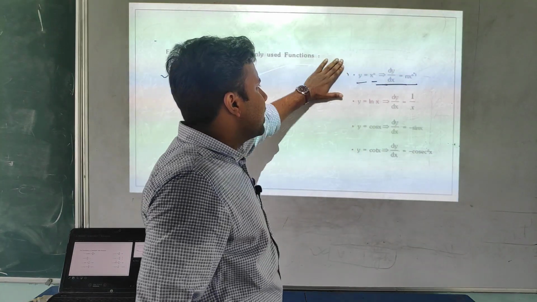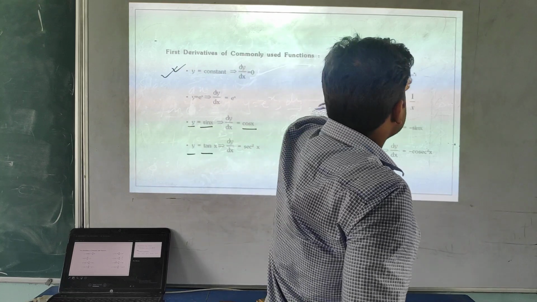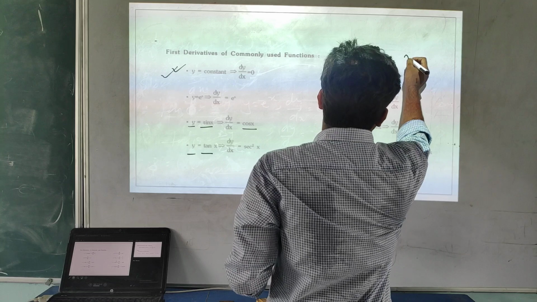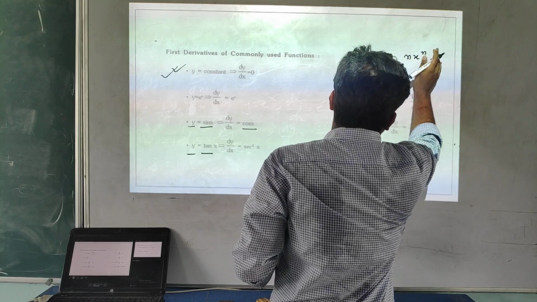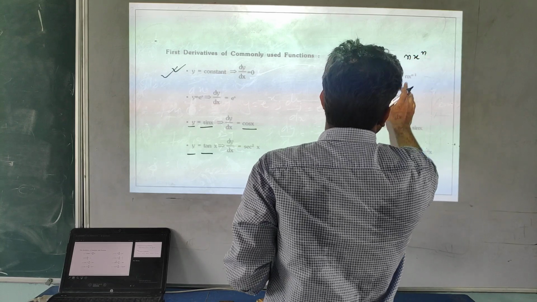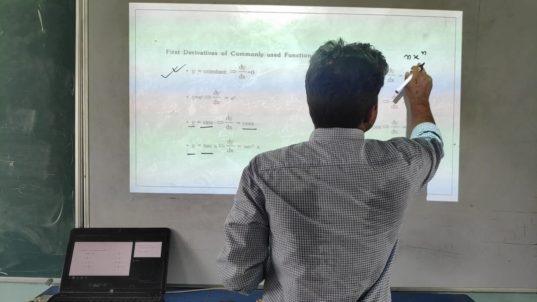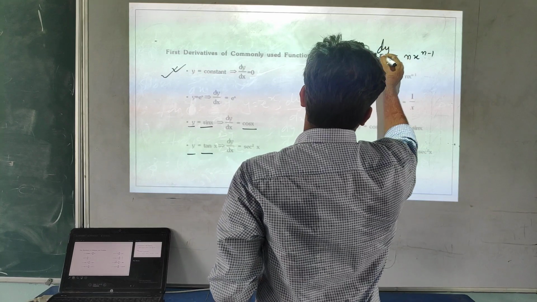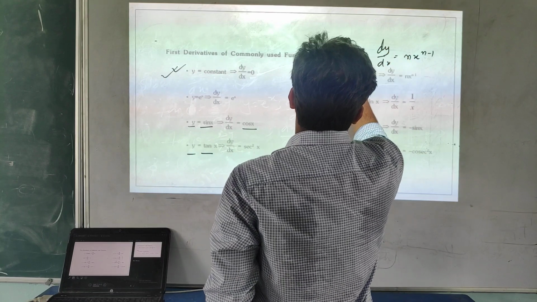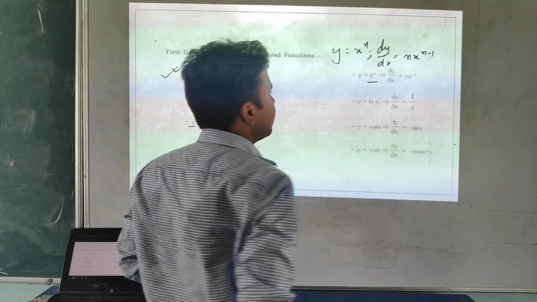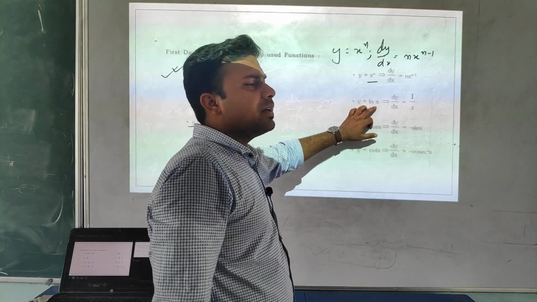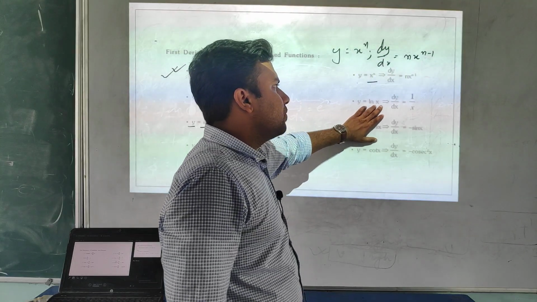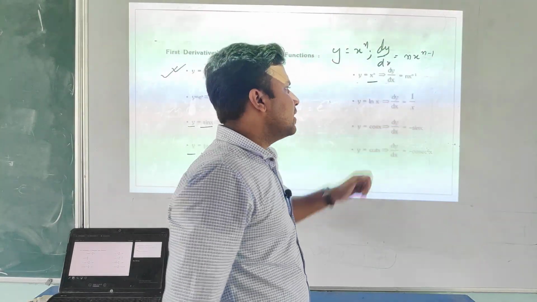Okay, so now student, look at this, y equal to x to the power n. So in this case what will you get? dy by dx equal to n into x to the power n minus 1. This is the formula of dy by dx if y equal to x to the power n. Now here y equal to ln x, log function, we already discussed the log. So y equal to ln x, what will you get? dy by dx equal to 1 by x.